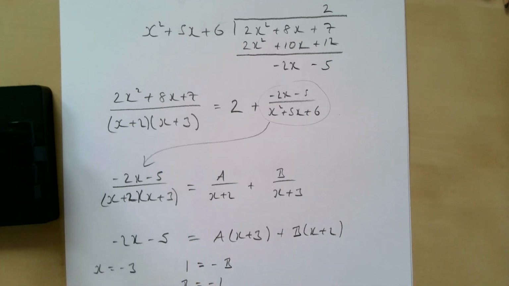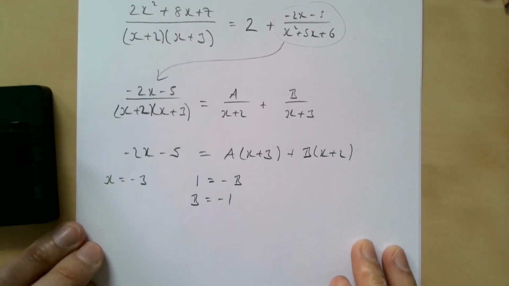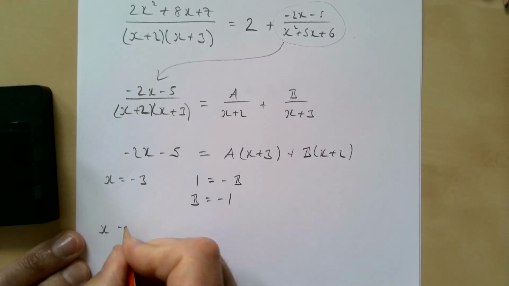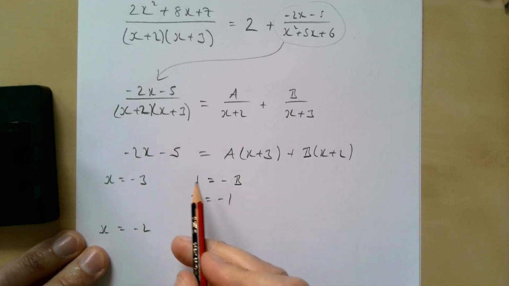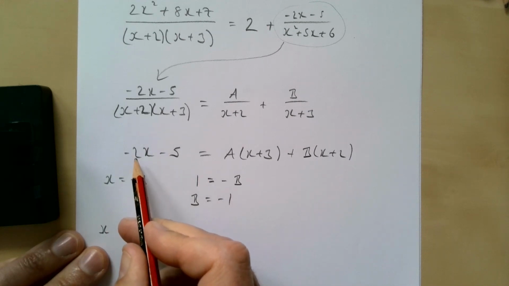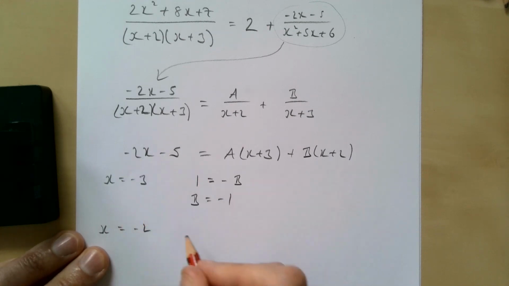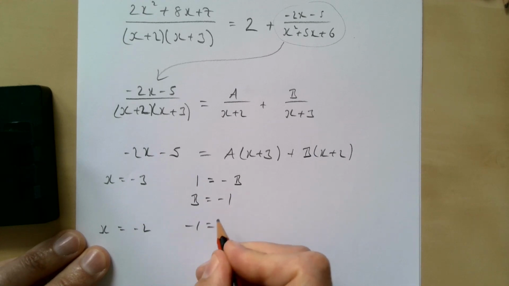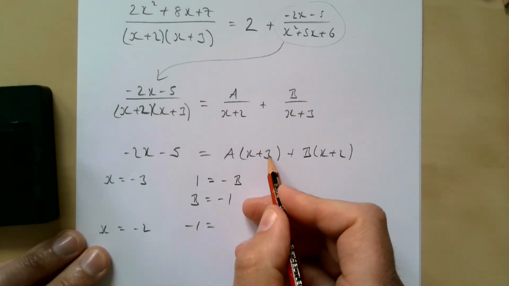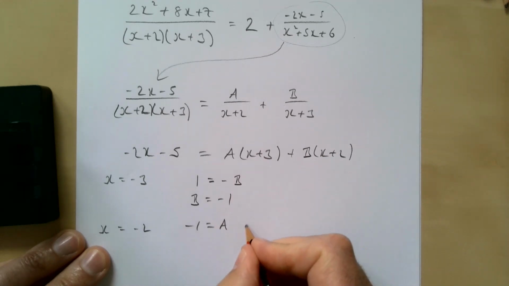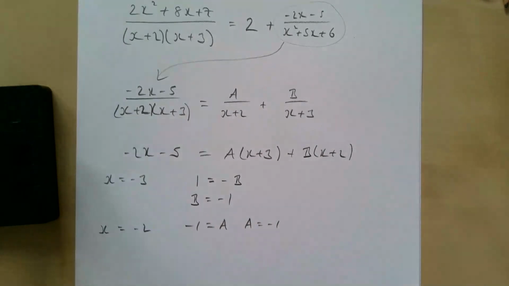If I let x equal to minus 2, what's that going to do here? Minus 2, so it's going to be 4 minus 5, so that's going to be minus 1 equals minus 2, that disappears there. Minus 2 plus 1 is a, so my a then is minus 1 as well.